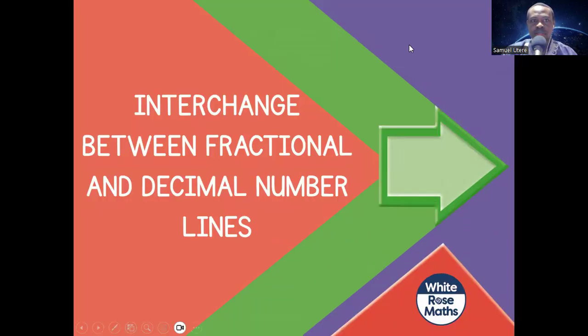In your previous lesson, you learned how to represent tens and hundreds on diagrams. In today's lesson, you're going to learn the interchange between fractional and decimal number lines. So you'll be able to find the equivalence of fractions and decimals and the correct positions to put them on number lines. It's a very important skill, especially as you move on and progress in your study of maths, building a really good foundation, which will also help you in graph plotting skills and graph interpretation skills.